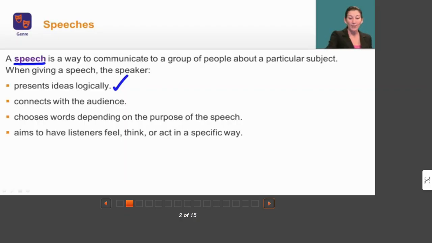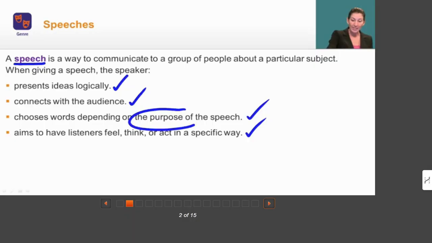A speaker will want to connect with the audience, and they can do this through their word choice and through their body language and facial expression. The speaker will choose words depending on the purpose and the topic of the speech, and the speaker will generally aim to have listeners feel, think, or act in a specific way.